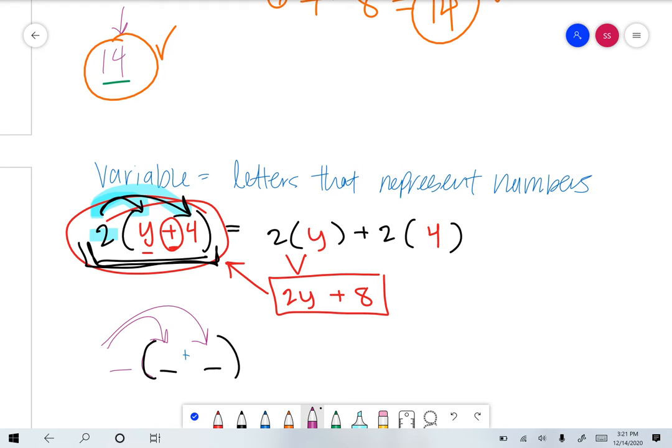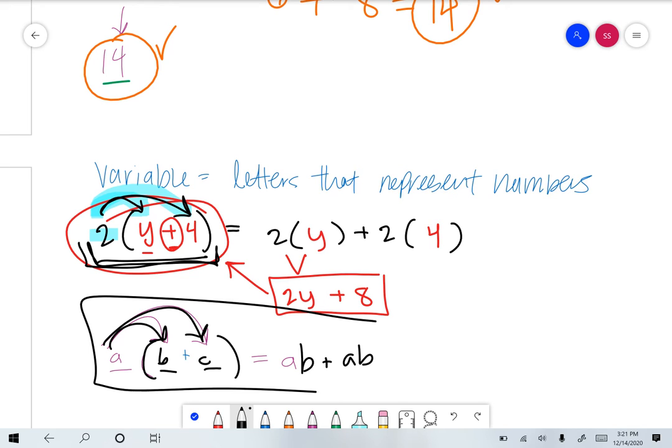Okay. So if we had something like A times the quantity B plus C, the distributive version of that would be A times B, and then A times C. So that's kind of the generic version.